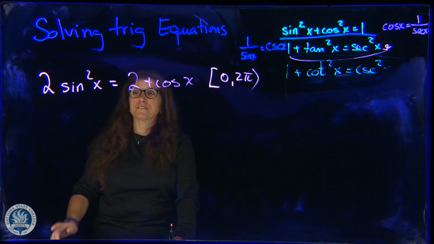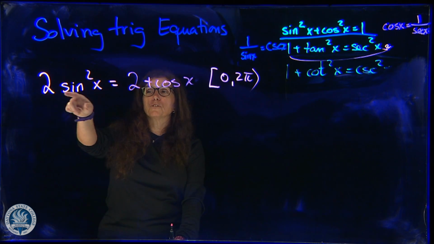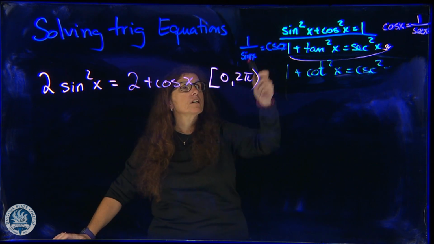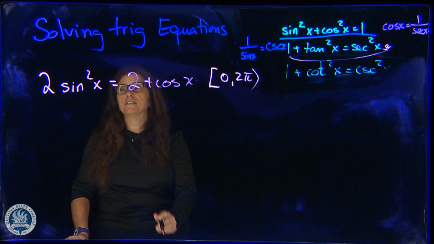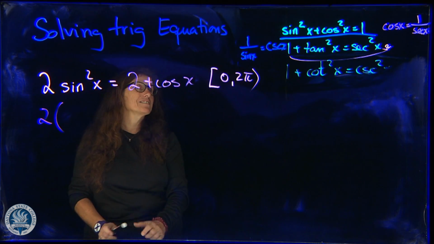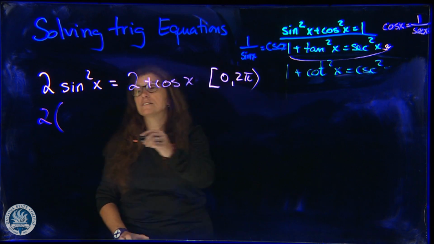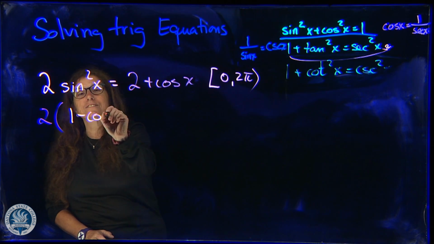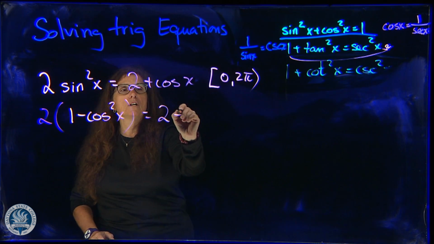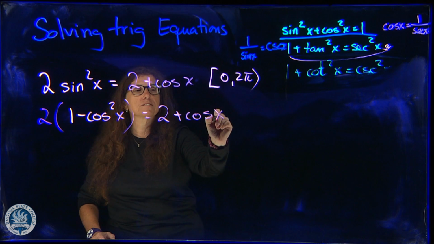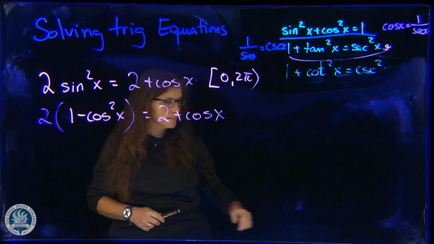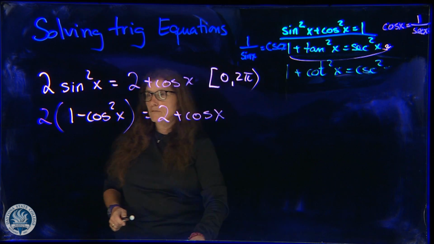No, not really. So what I'm going to do is change the sine squared, and I'm using the Pythagorean identity. So 2 times, instead of sine squared, it is 1 minus cosine squared, equals 2 plus cosine x. So now we have at least cosines on either side. Okay, what do we do next?